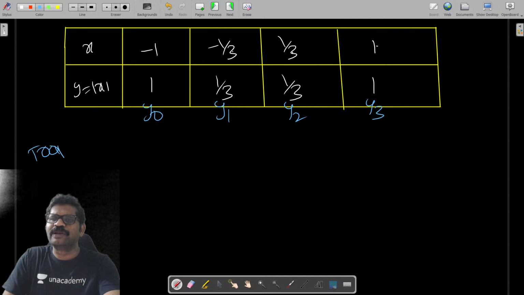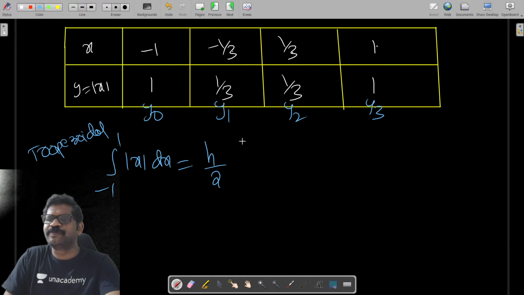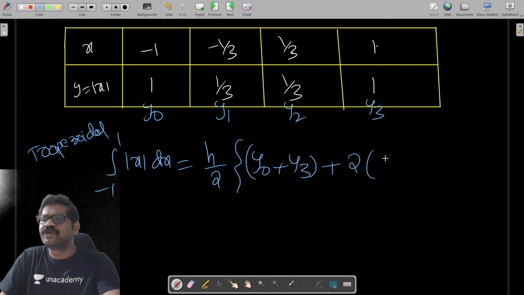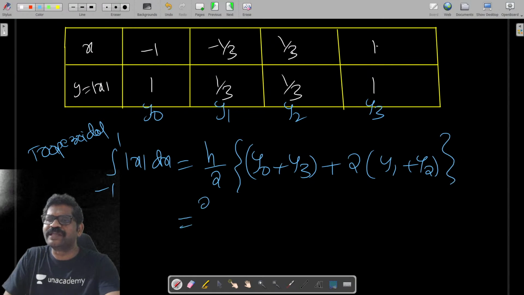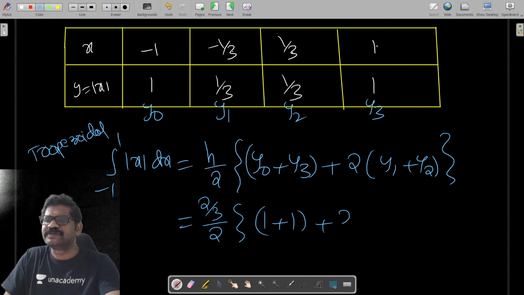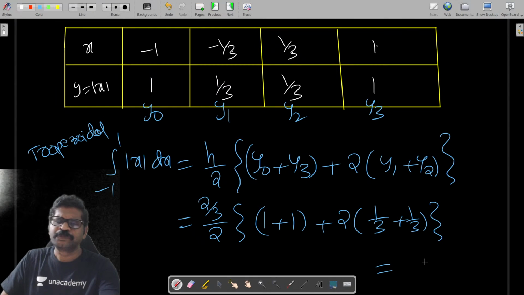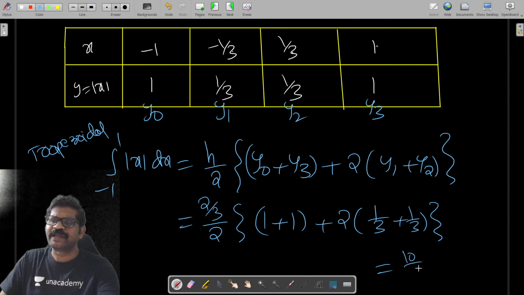By trapezoidal rule, integral minus 1 to 1 mod X dx is h by 2 of Y0 plus Y3 plus 2 into Y1 plus Y2. H value 2 by 3 by 2 of 1 plus 1 plus 2 into Y1 plus Y2, 1 by 3 plus 1 by 3. Simplify this, 10 by 9. So 1.111.